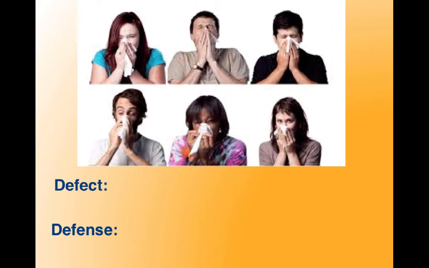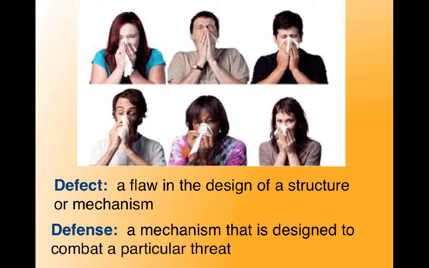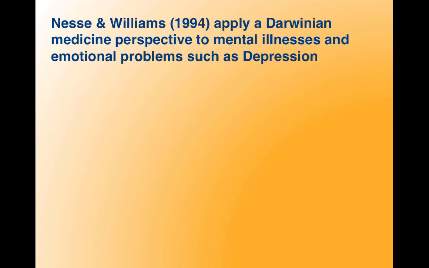In this sense, you could define a defect as a flaw in the design of a structure or mechanism. By contrast, a defense could be defined as a mechanism that is designed to combat a particular threat. In this light, the human capacity to sneeze seems like a defense, a mechanism designed to expel pathogens from the body. In their book on Darwinian medicine, Randy Nesse and George Williams apply a Darwinian medicine perspective to mental illnesses and emotional problems such as depression.